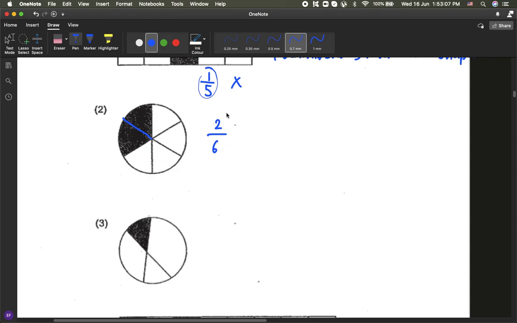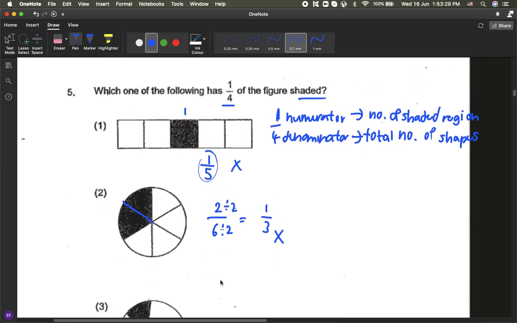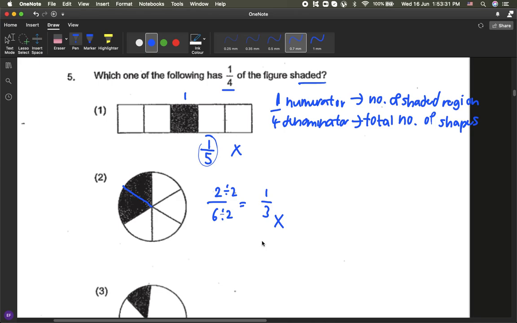Is this the final fraction? No, it's not. We have to make it into its simple form. So to do that, we just need to divide the fraction by 2. And we get 1 over 3. Unfortunately, this isn't the answer that we're looking for, because we're looking for 1/4 of the figure being shaded, but this is 1/3 of the figure being shaded.